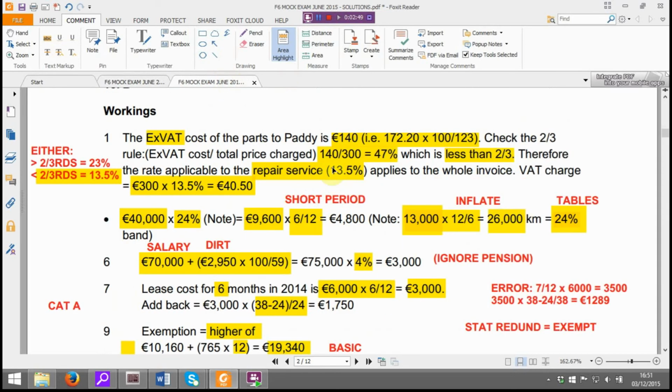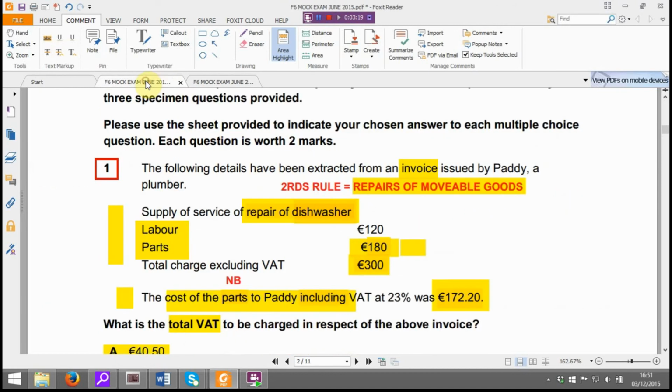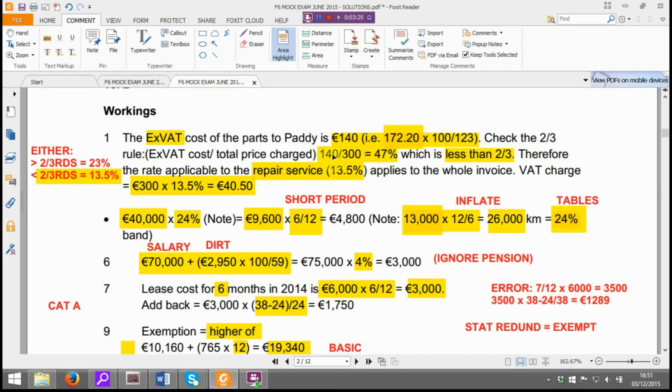Okay, so if we look at the answer for this one, I've done a lot of annotation to this, so hopefully it will make sense. We see that the ex-VAT cost of the parts is actually 140. How do we get to that? Well, we took that 172 and we imputed the VAT effectively. In other words, we took out the 23%. Once we have that, what we're looking to do is to compare that imputed amount, i.e. 140, to the overall net invoice value as shown within the question of 300. So in effect what we have there is 140 over 300. That's 47%, which clearly is less than 2/3.